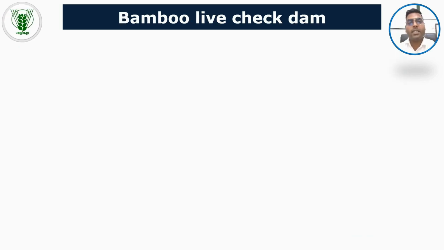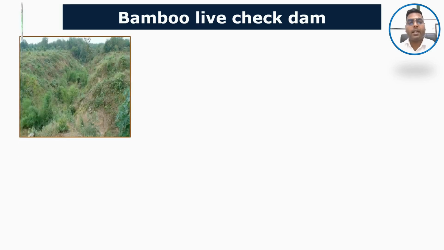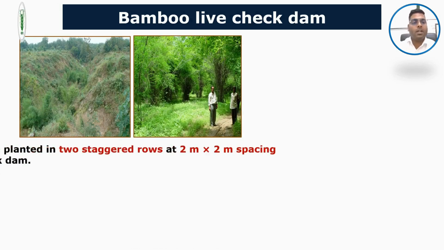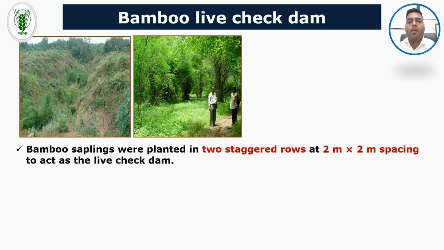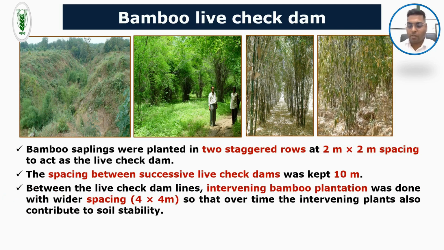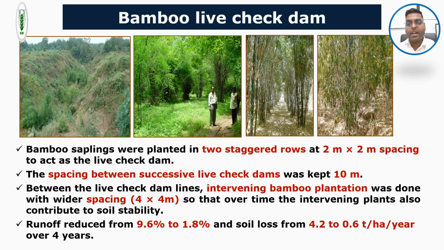The next one is bamboo live check dam. At ICAR, Indian Institute of Soil and Water Conservation, Research Center Vasad, bamboo saplings were planted in two staggered rows at 2 meter into 2 meter spacing to act as the live check dam. The spacing between successive live check dams was kept 10 meter. Between the live check dam lines, intervening bamboo plantation was done with wider spacing, that is 4 by 4 meter, so that over the time the intervening plants also contribute to the soil stability.